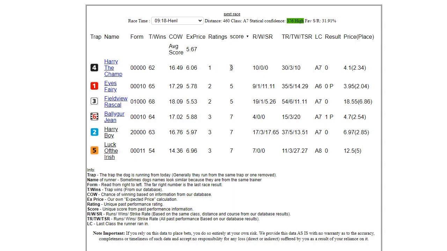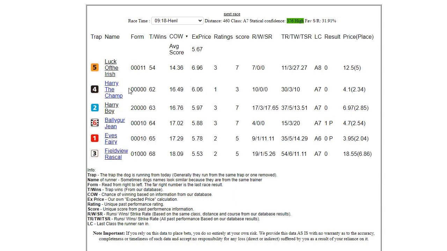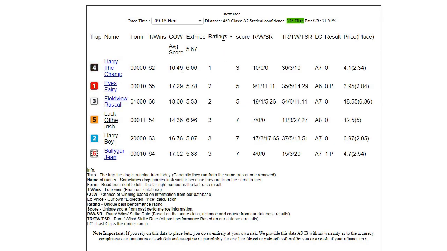So the next thing we're looking for is to sort by chance of winning. And Harry the Champ is still in the top 3, and that's what we're really looking for, is that our runner is still in the top 3, and it's better if it's in the top 2 or top 1. So if it was lowest cow as well, that would be a selection. And you can do it by rating as well, and you can see that it's lowest rating as well.